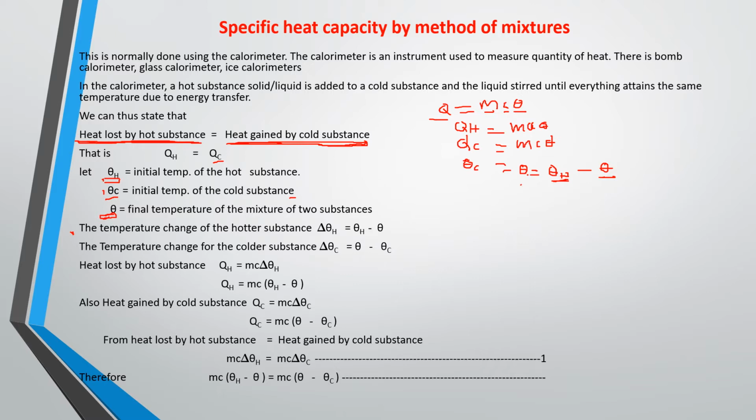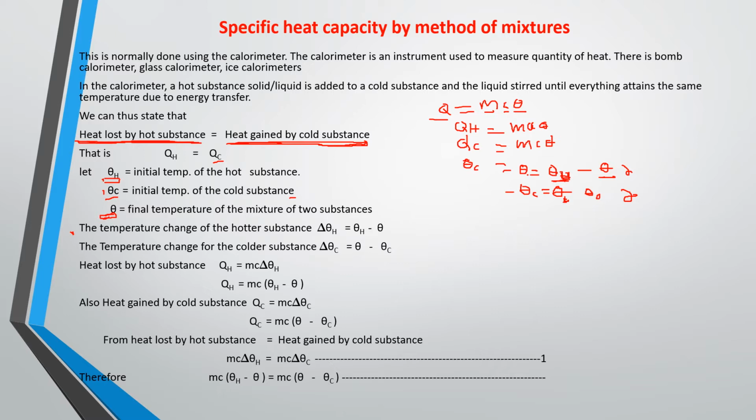Then for the cold object, for the cold liquid, it is the final temperature minus its initial temperature. So if I put this as the final temperature and 0 as the initial temperature, this will now be this. Then if this is this, we can have this too. So these are the temperature changes for the hot object and the cold body.